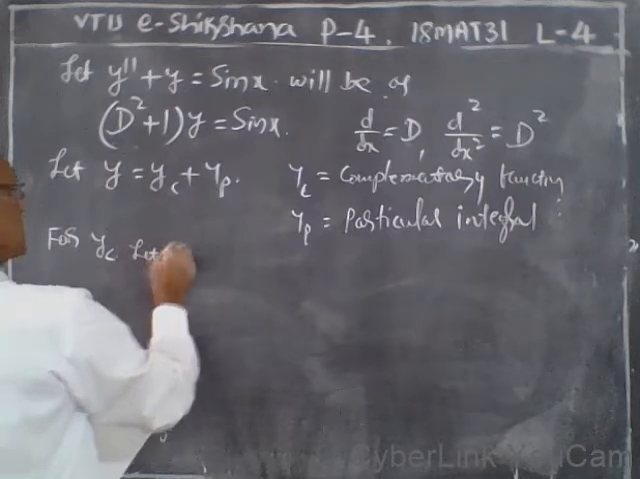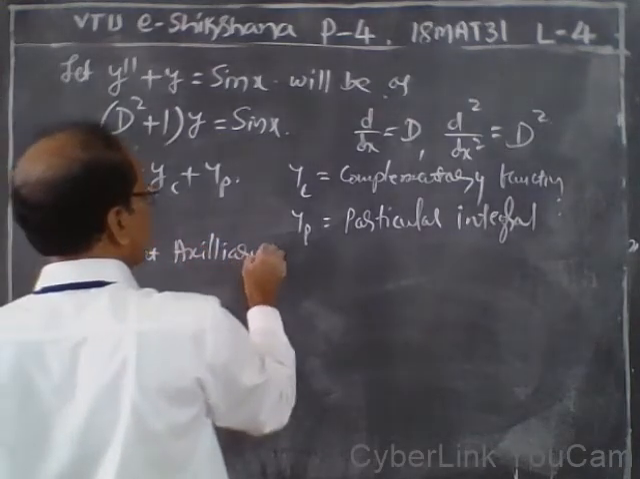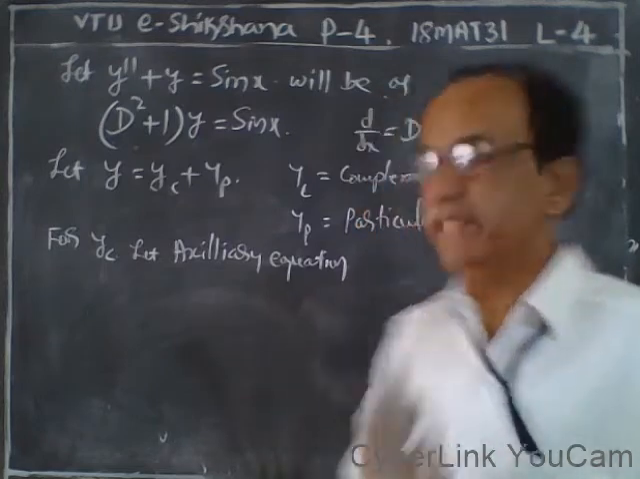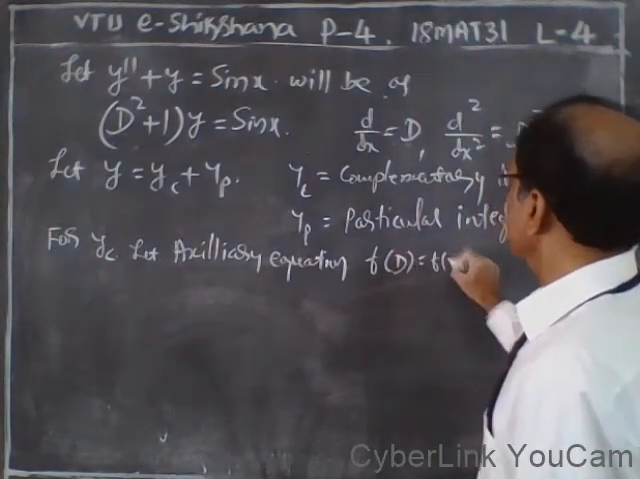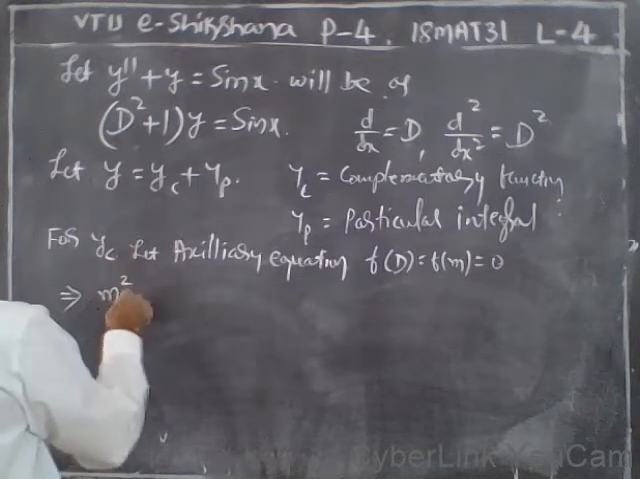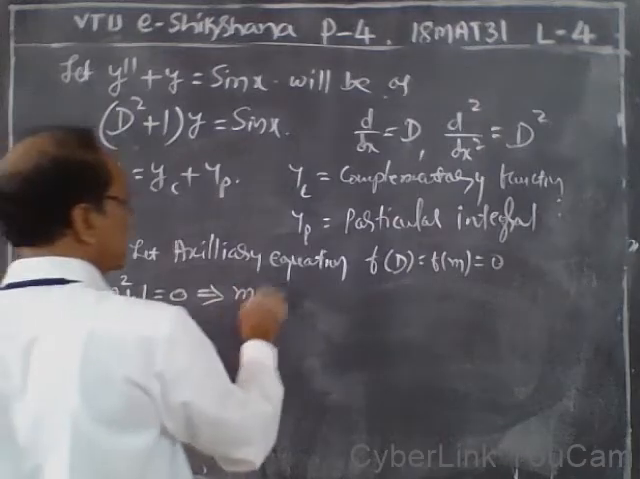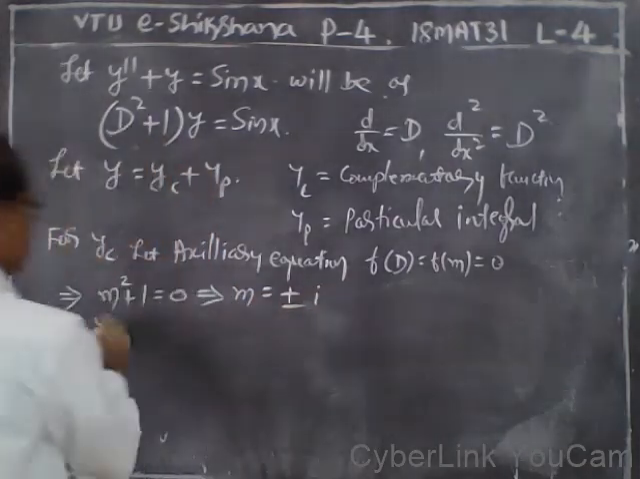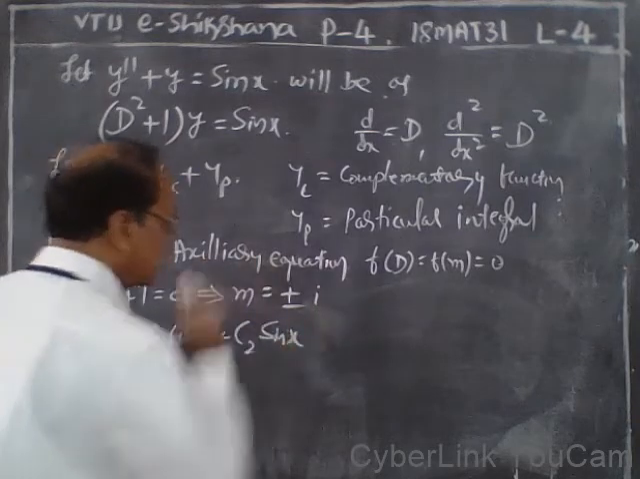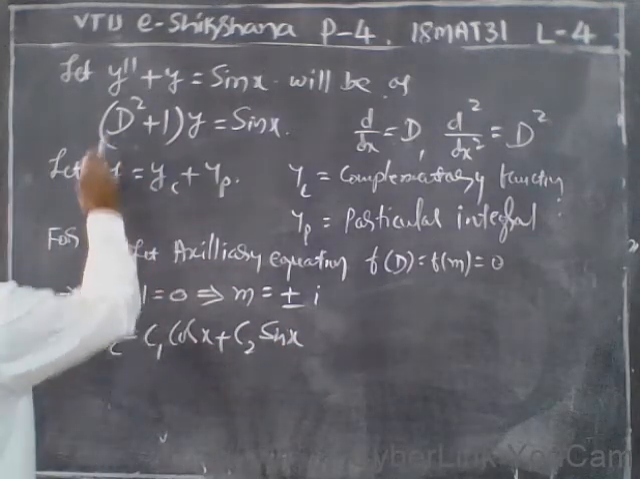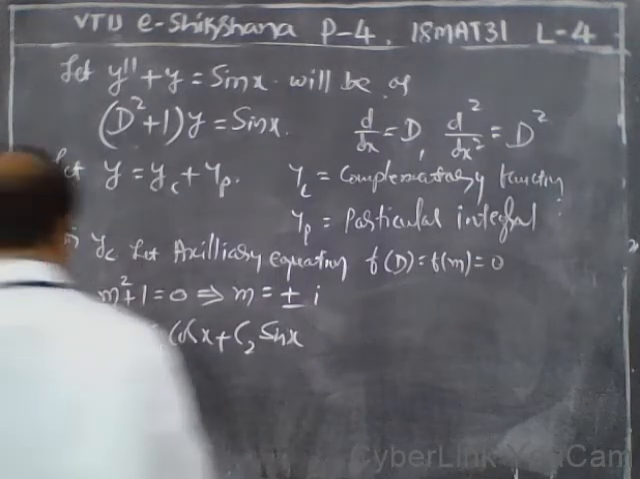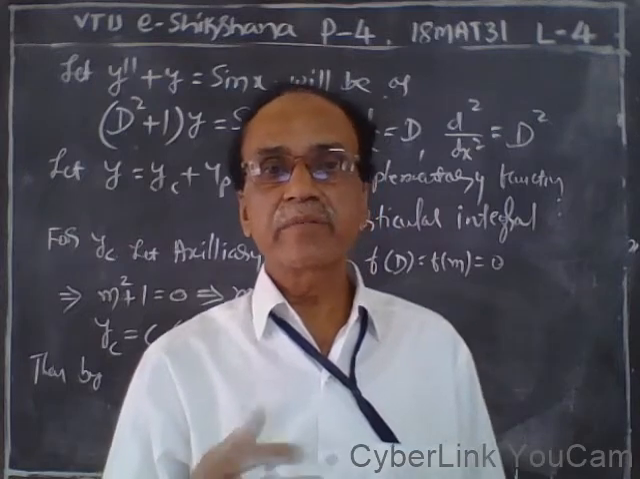For yc, you have to write the auxiliary equation. How will you write it? Replacing D by a number m, that is f of D becomes f of m equal to 0. Therefore, m square plus 1 equal to 0. This implies m is equal to plus or minus i. Then yc is equal to c1 cos x plus c2 sin x. That is the complementary function, the solution for the LHS of the problem. Then by which method do we calculate the particular integral? By the inverse differential operator.